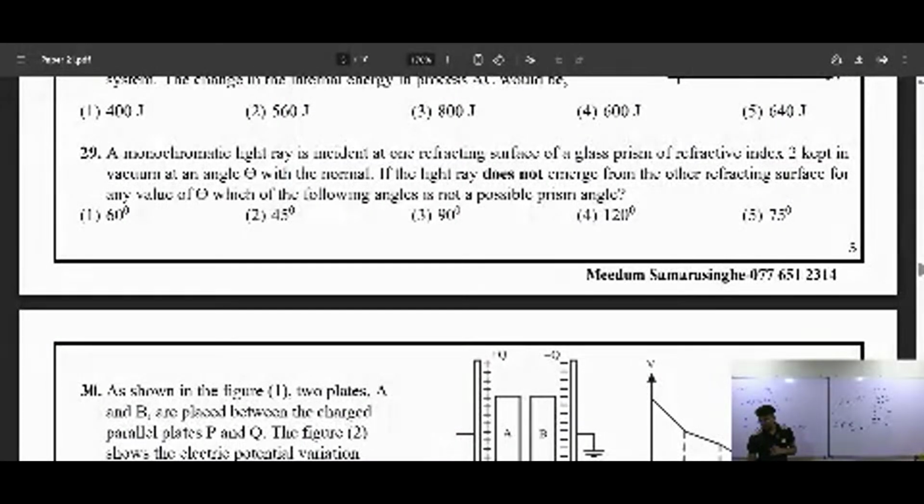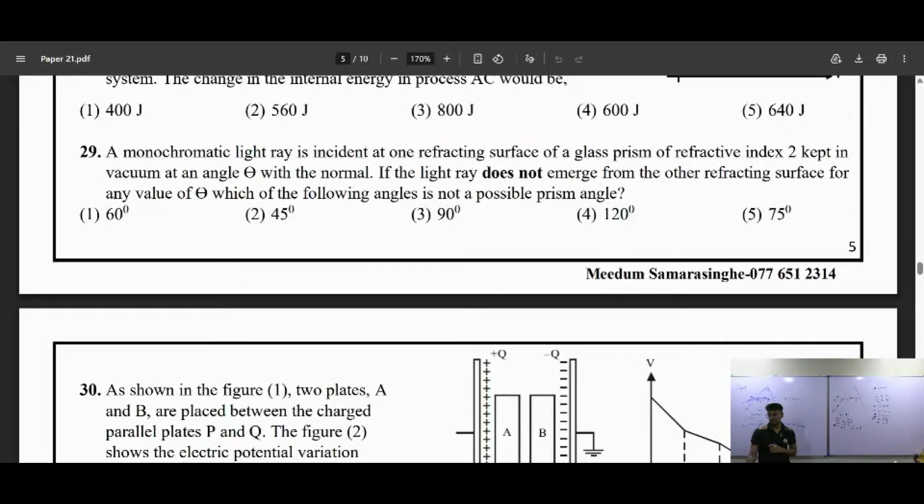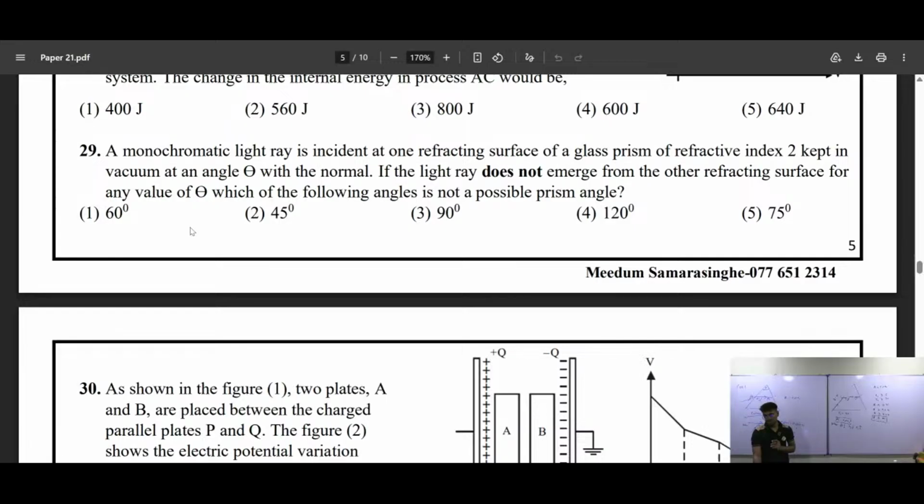Now, if the light ray doesn't emerge from the other refracting surface for any value of theta, which of the following angles is not a possible prism angle? The prism angle should be greater than or equal to 60. So the answer cannot be 45, right? Prism angle cannot be 40. They are asking which of the following angles is not a possible prism angle.